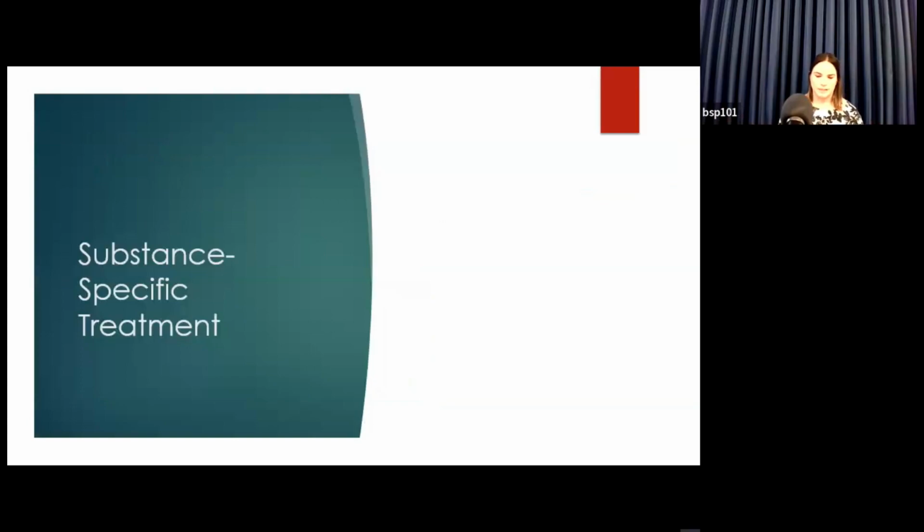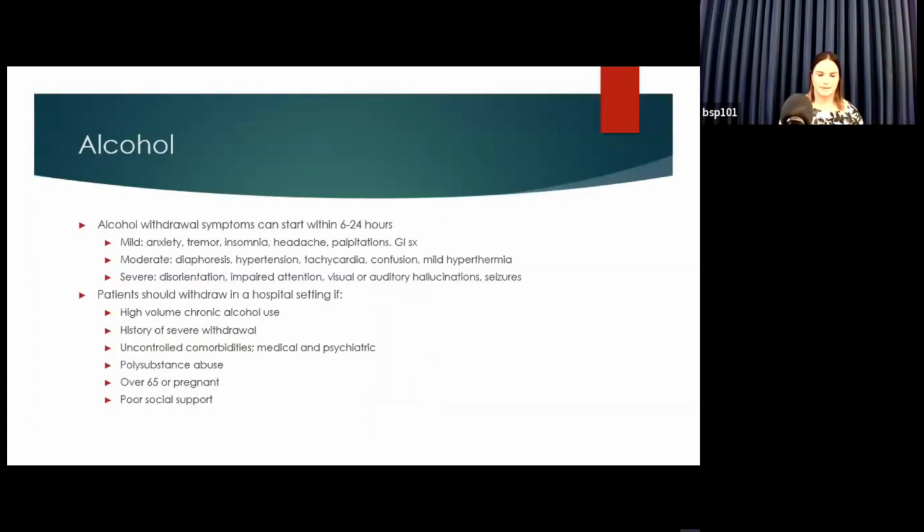All right, we're going to go into some substance-specific treatment. First, we'll talk about alcohol. Alcohol withdrawal is one of those withdrawals that can be lethal, and so we always want to be thoughtful about what setting a patient should be withdrawing in.